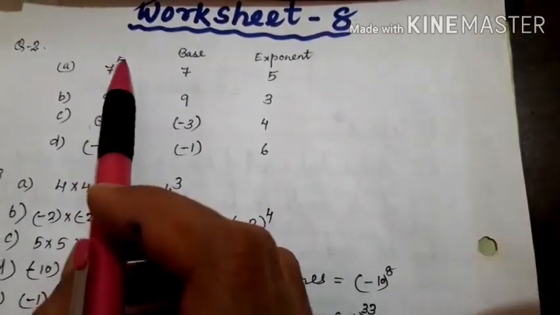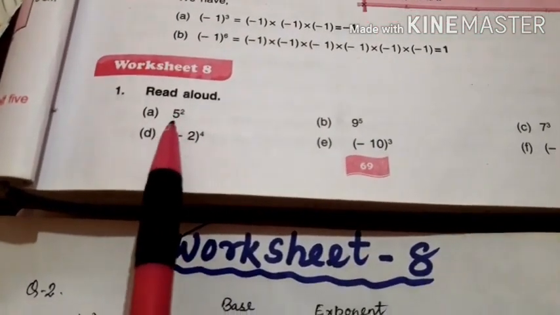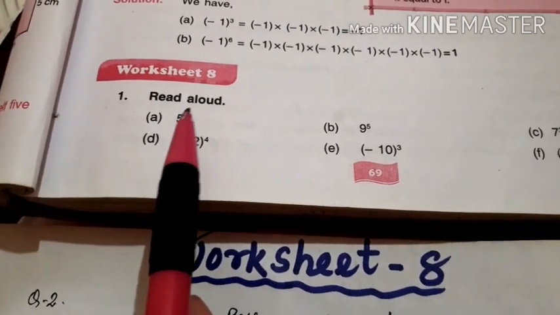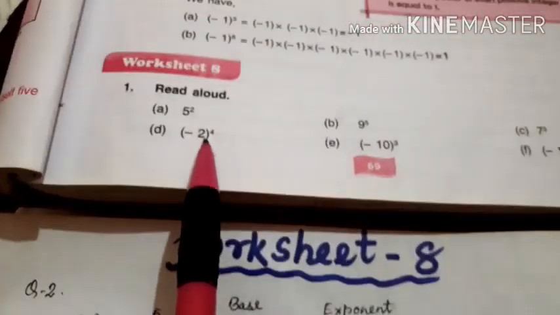Let's move to worksheet 8. This is worksheet 8. Question number 1, read aloud. 5 power 2, how can you read? 5 square, or you can read 5 to the power 2. B, 9 to the power 5. C, 7 to the power 3. Next, D, minus 2 to the power 4. Minus 10 to the power 3. Then minus 1 to the power 18.